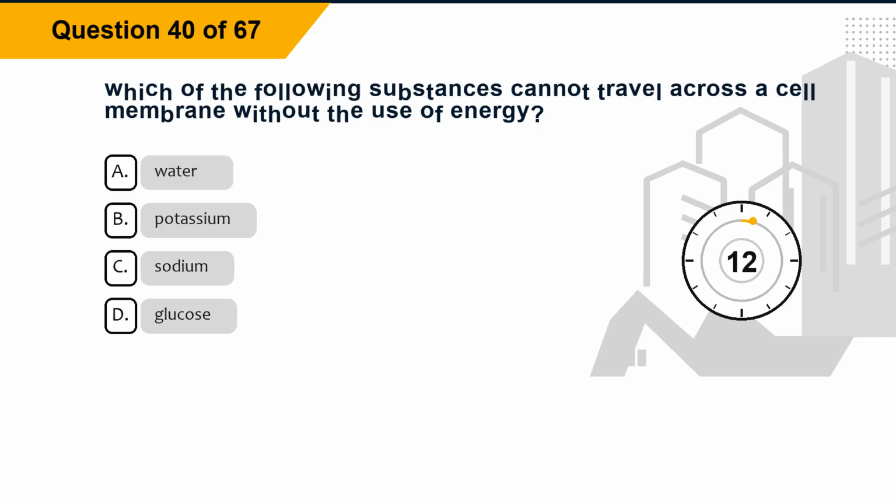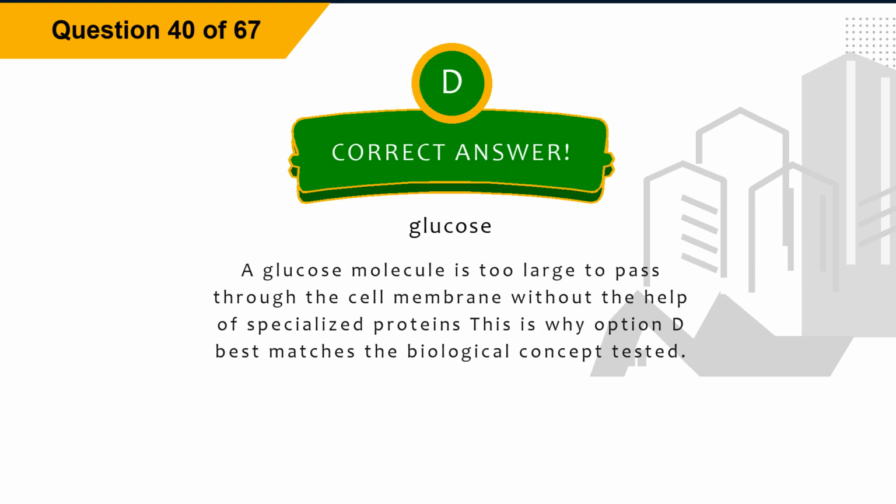Question 40. Which of the following substances cannot travel across a cell membrane without the use of energy? Option A, water. Option B, potassium. Option C, sodium. Option D, glucose. The correct answer is option D, glucose. Explanation: a glucose molecule is too large to pass through the cell membrane without the help of specialized proteins. This is why option D best matches the biological concept tested.